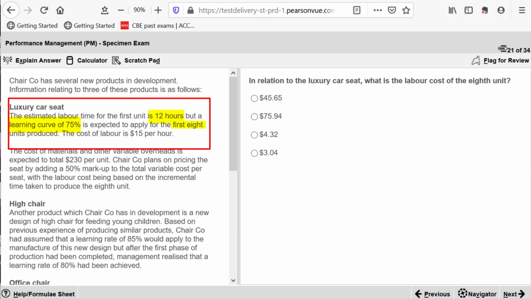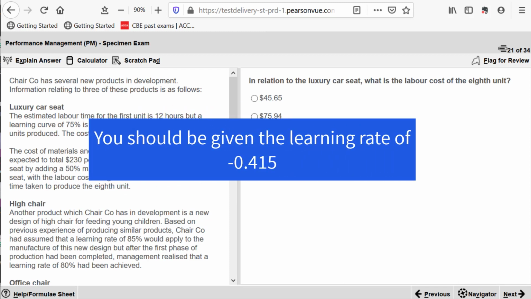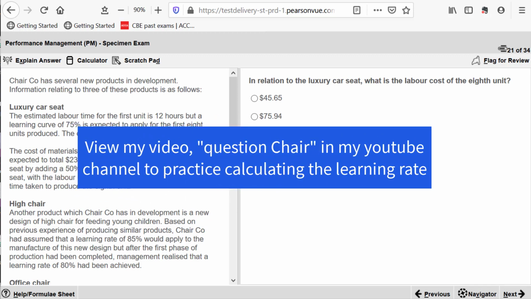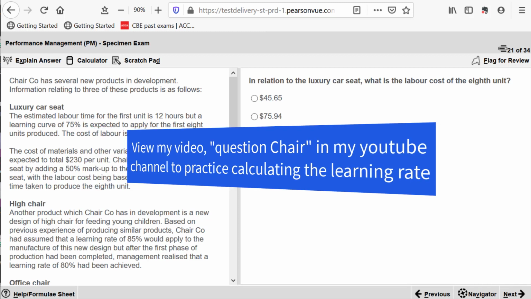We have the cost per hour. Now here's an important point. Virtually always they give you the learning rate expressed in decimal form. In this question they didn't, but in the paper version of this they did, so I suspect that's a typo. If for some reason they did not give that to you, check out this video. I show you how to calculate the learning rate from the learning curve.